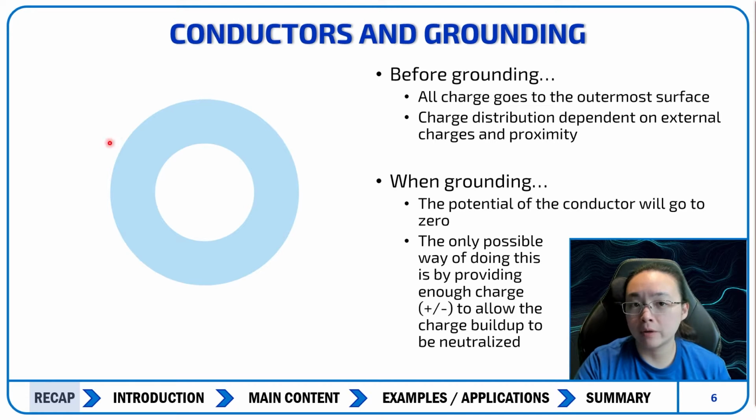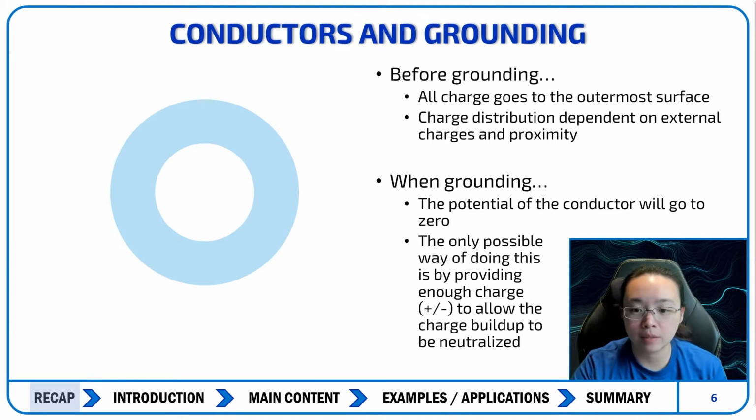So we would call this a conducting shell. Now we have an inner surface and an outer surface over here. So in this example, I'm just going to walk through a review of what happens when you introduce a charge on one side and what happens if you ground one of the surfaces.